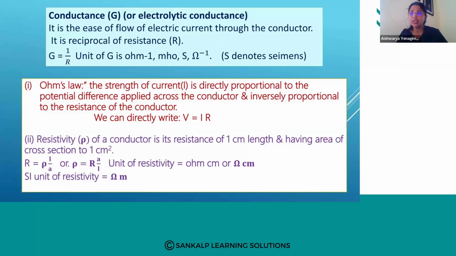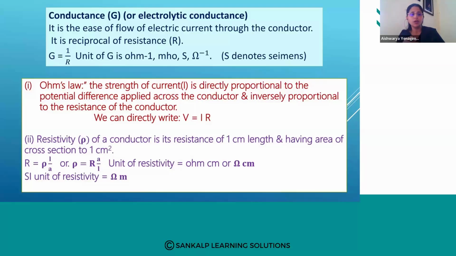So it is the ease of flow of electrons, with what ease the electrons flow. That we call conductance. You can see here it is the reciprocal of resistance. So what is resistance? It is the measure of opposition to the current. It is represented by R.